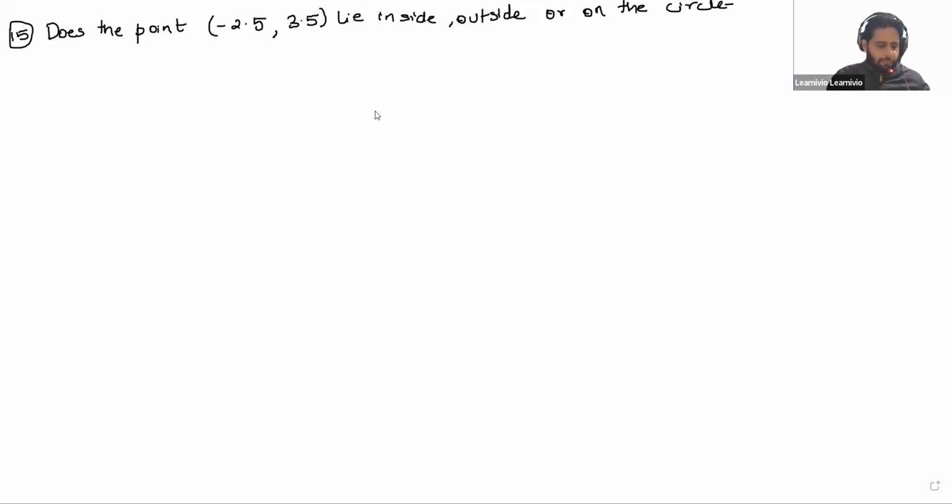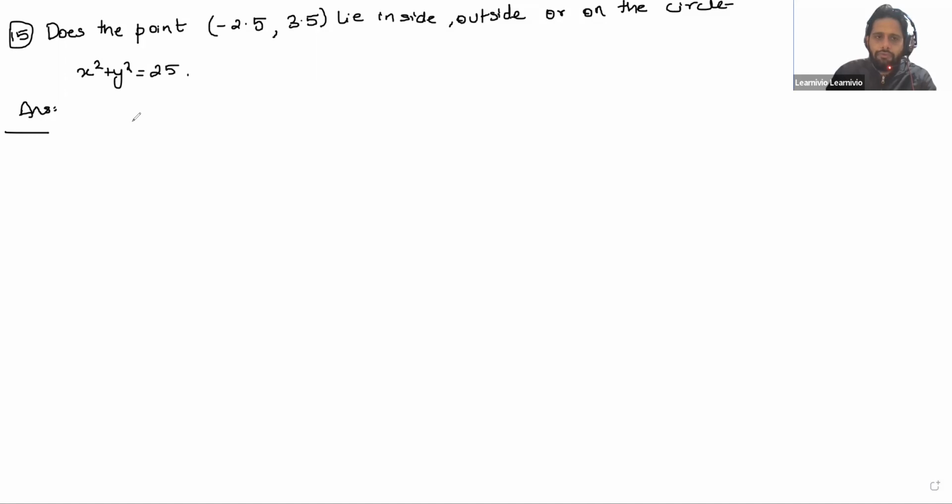Okay, so we need to check whether this point lies inside, outside, or on the circle. This is very simple. The equation is x squared plus y squared is equal to 25. Anyone can tell me what is the radius of this circle? 5, sir. Radius is 5.